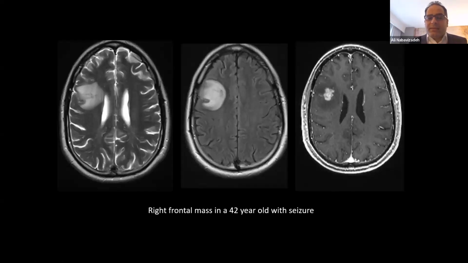Some of the pitfalls to be aware of: sometimes infection could show increased perfusion, especially infections that are chronic, mainly in the context of fungal infections. Patient with a right frontal mass, 42-year-old with seizure. You can see this mass-like lesion with some enhancement.